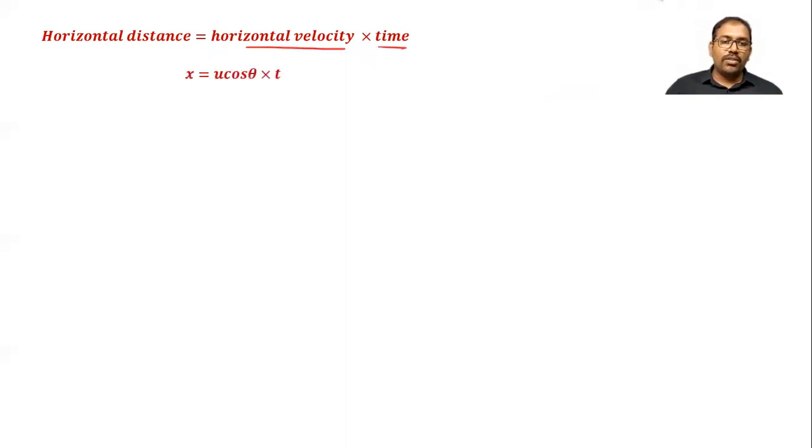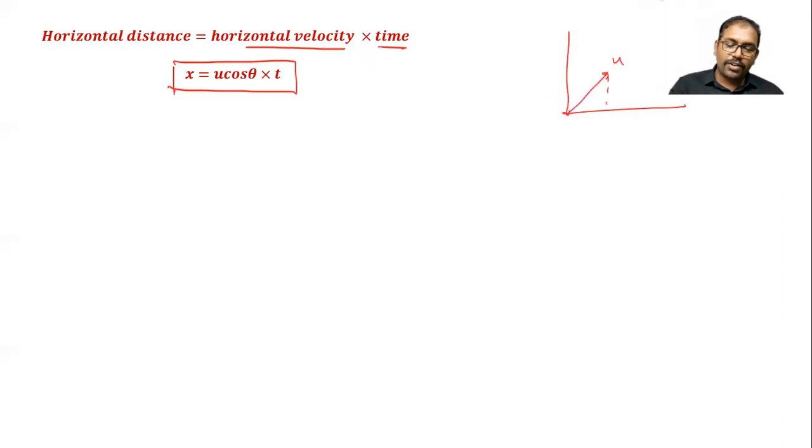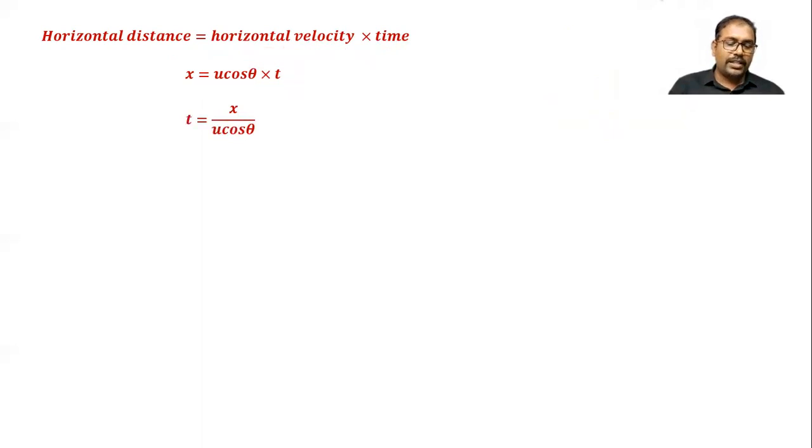Now here, horizontal distance is along the x-axis, so I can use x for that. And horizontal velocity along the x-axis, you know, is the component of velocity along this axis, ux, or you can call it u cos theta. So x equals u cos theta into t. By using that, we can write t is equal to x divided by u cos theta.